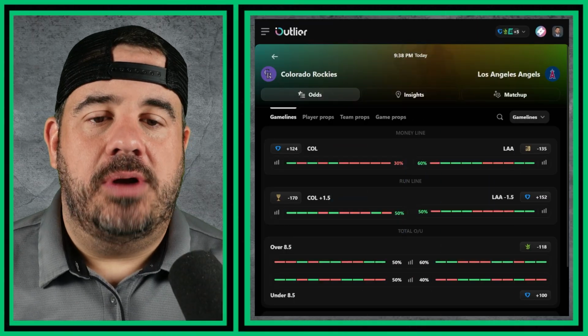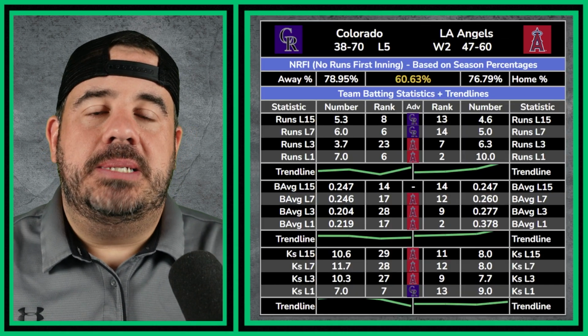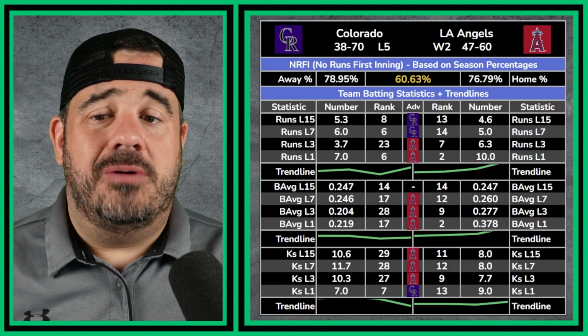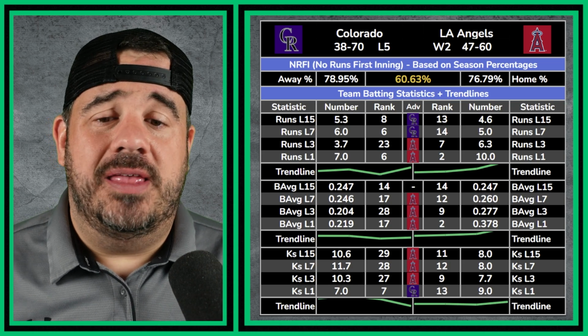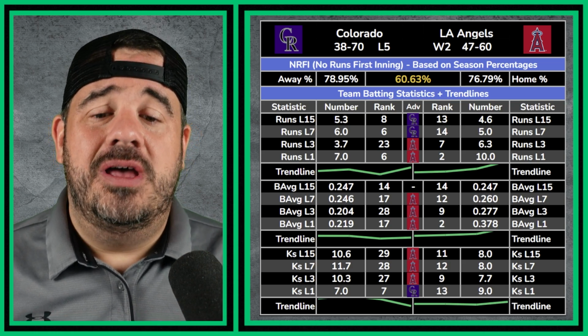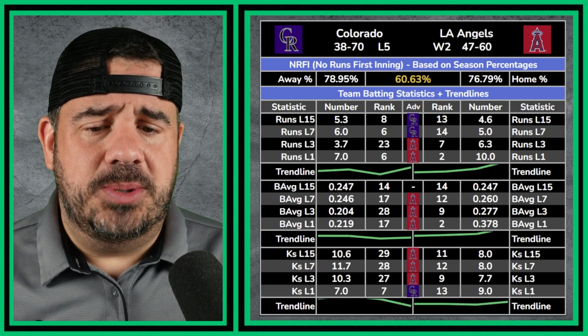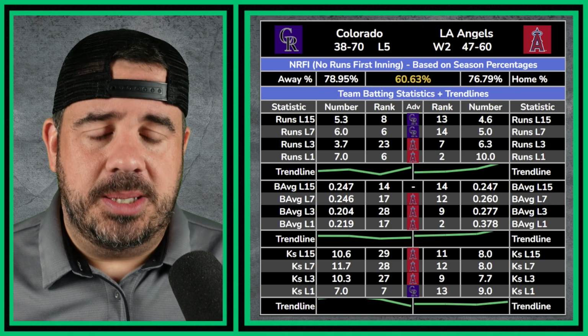All right, next we got Colorado and LA. We have LA as a slight favorite. 8.5 is your total. 60% Nerfy based on what they've done this year. To Colorado, 3.7 versus 6.3 for LA on runs. That's 23rd and 7th. 204 for 28 for Colorado. 277 for 9th for LA. Colorado is also on a 5-game losing streak, worth noting. And Colorado is striking out a ton like usual.